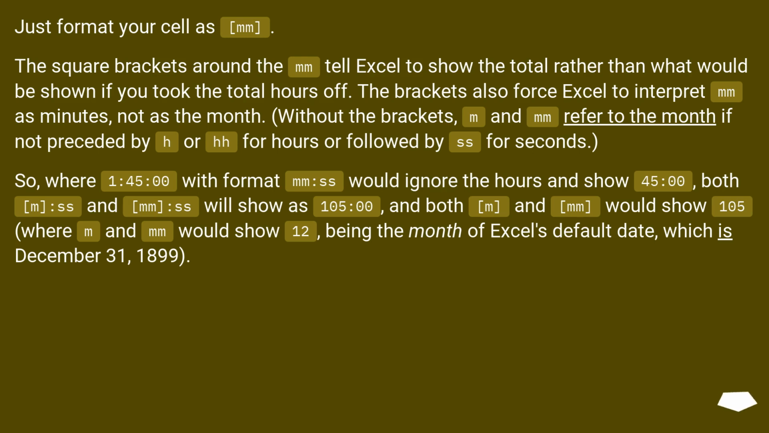So, 1:45:00 with format MM:SS would ignore the hours and show 45:00, both [M]:SS and [MM]:SS will show as 105:00, and both [M] and [MM] show 105, where M and MM would show 12, being the month of Excel's default date, which is December 31st, 1899.